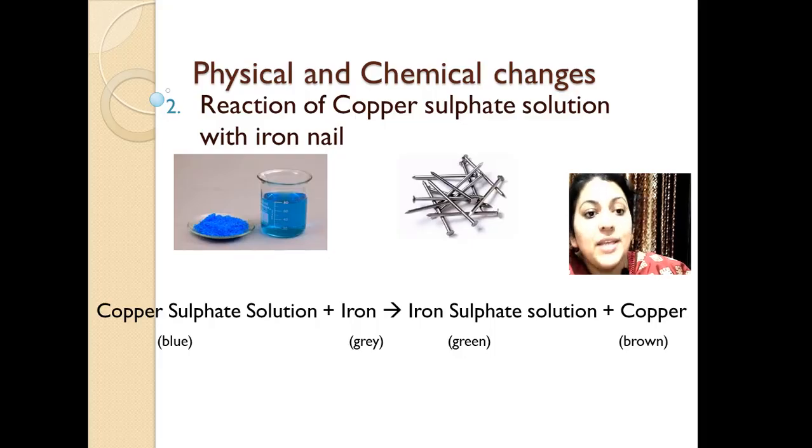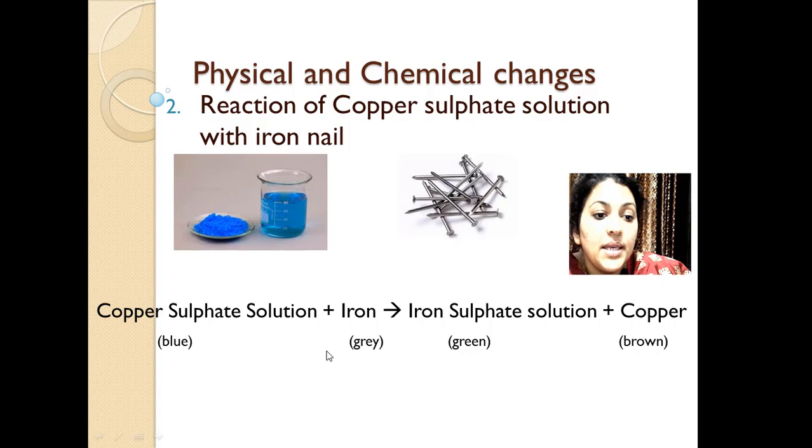Okay, from the experiment, what did you see? We have seen that after some time, the blue colored copper sulphate became a pale green, light green colored solution, and the grey colored iron nail became coated with a brown colored substance, isn't it?